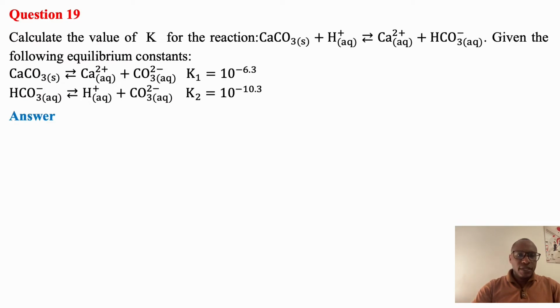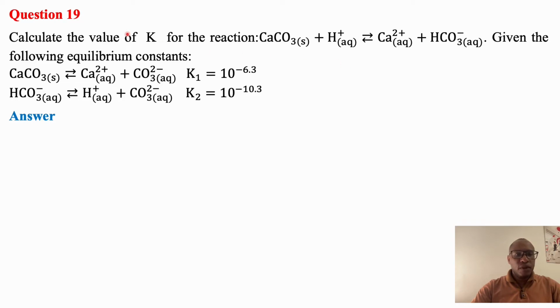Question 1.9 is saying, calculate the value of equilibrium constant K for the reaction calcium carbonate solid, which is reacting with the hydrogen to give calcium 2 plus the bicarbonate, given the following equilibrium constant. So they have given the equilibrium constant for the first reaction, calcium carbonate, which gives calcium and carbonate. Another reaction is bicarbonate, which gives the hydrogen and carbonate. Also, the equilibrium constant was given.